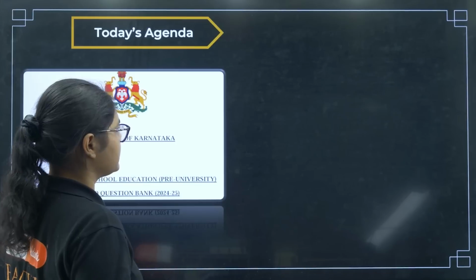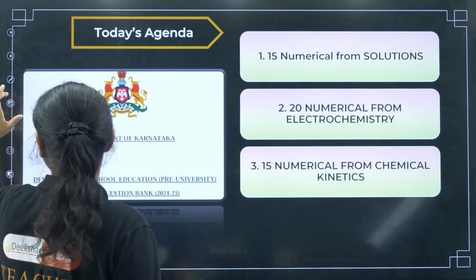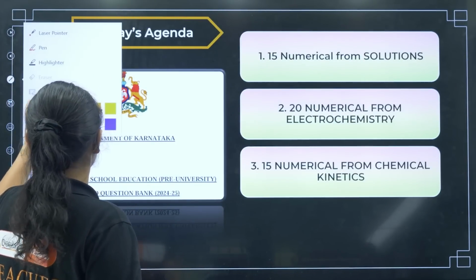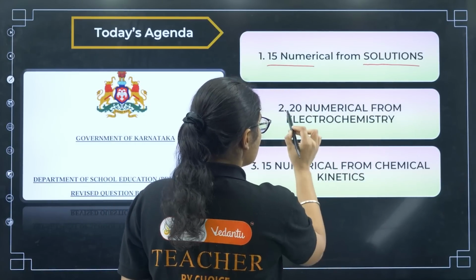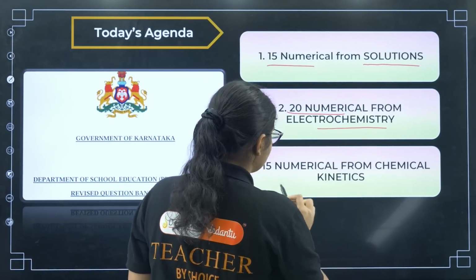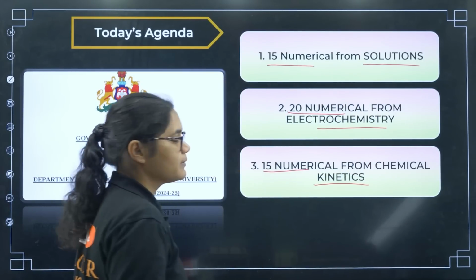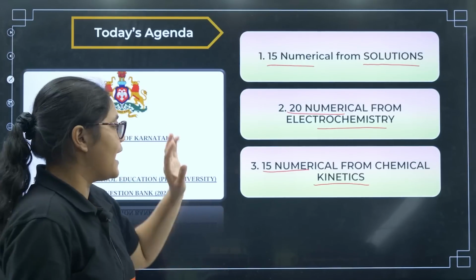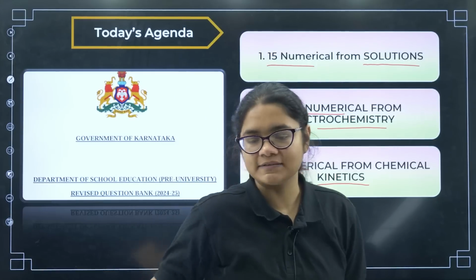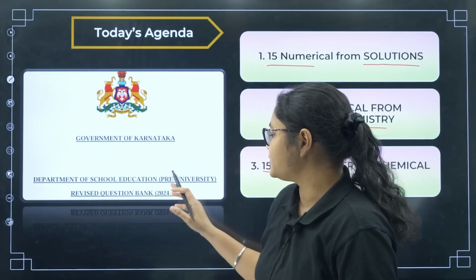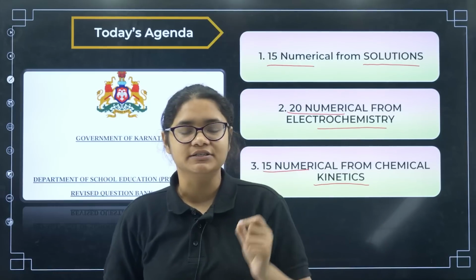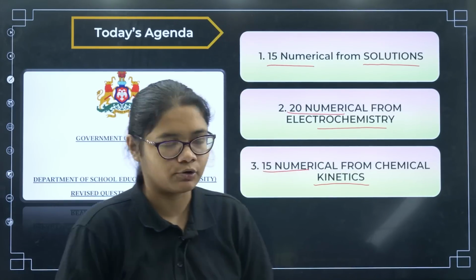What will we have in today's lecture? We will solve almost 15 numericals from the chapter Solutions, 20 numericals from Electrochemistry and 15 numericals from Chemical Kinetics. All these questions, as I told you, have been taken from the Government of Karnataka Department of School Education Pre-University Revised Question Bank 24-25.